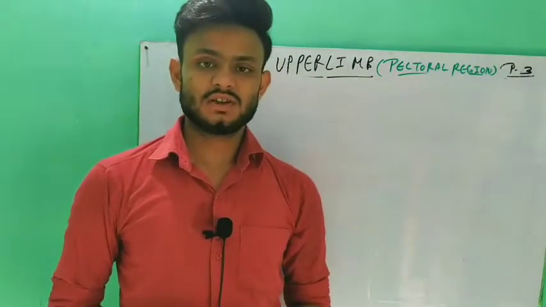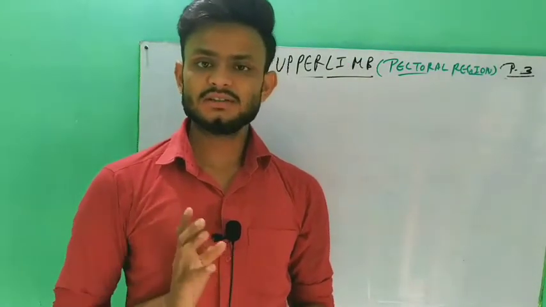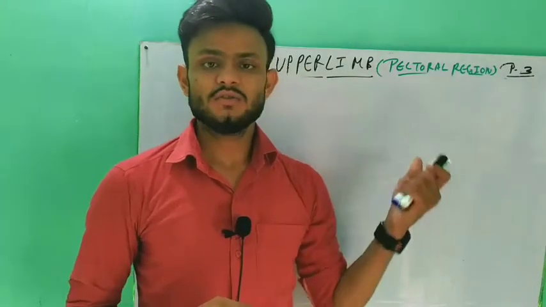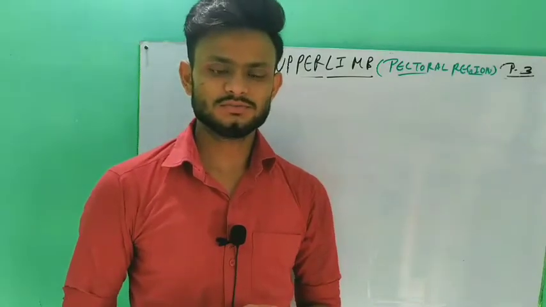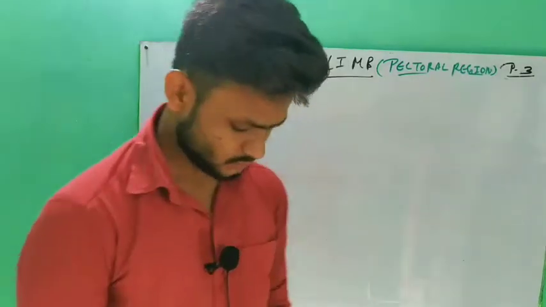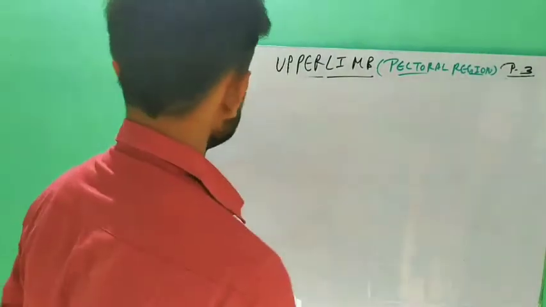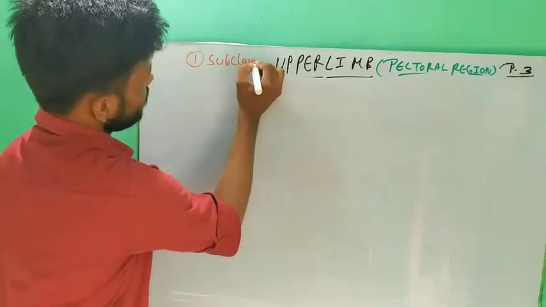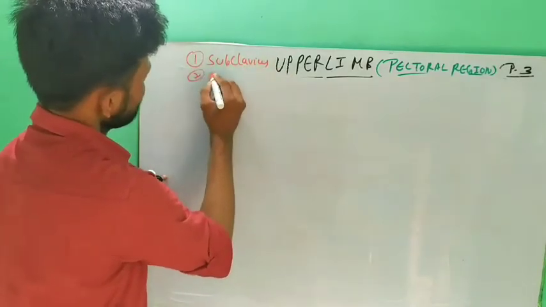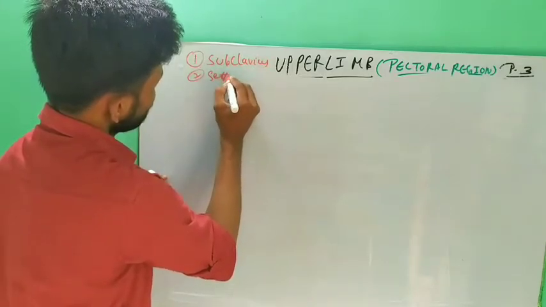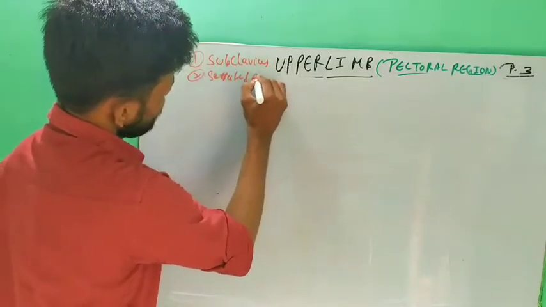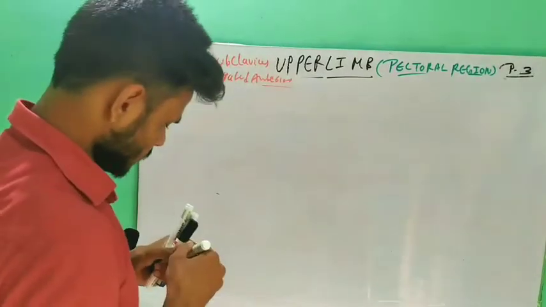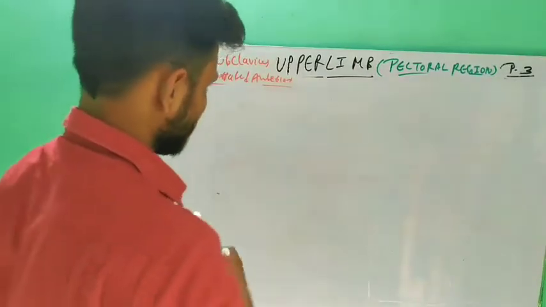In this video I will discuss the subclavius and serratus anterior muscles. This is the fourth part of the pectoral region. Now I will discuss the subclavius, and the second one is the serratus anterior. Firstly, for these muscles, I will draw the diagram.